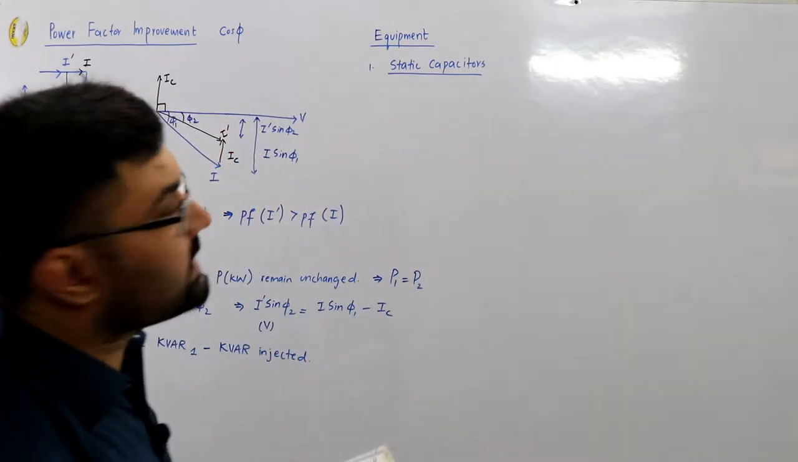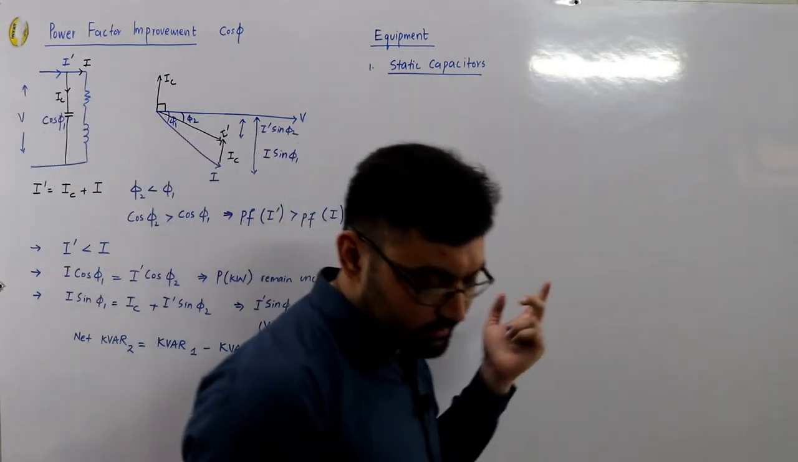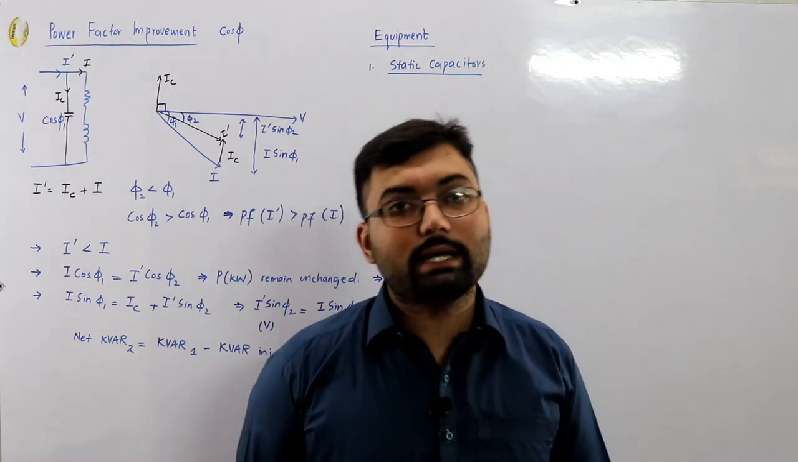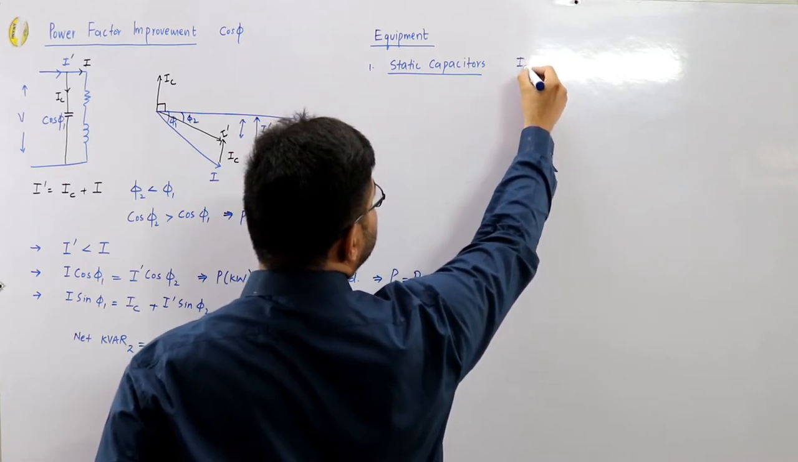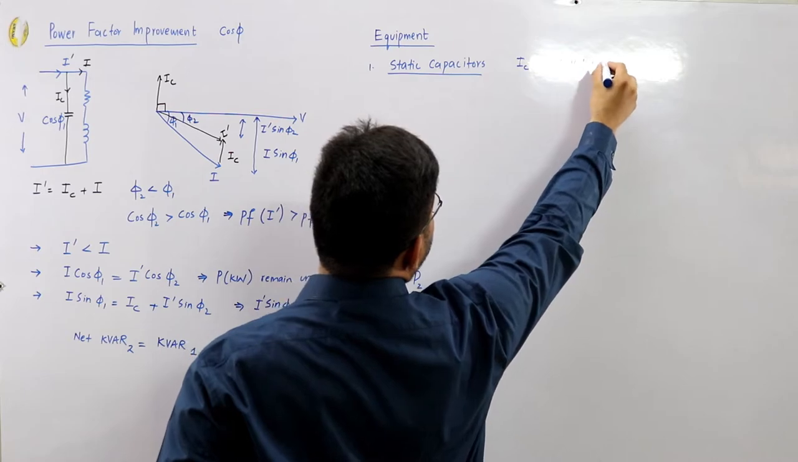Now, what is a static capacitor? It is just a two-plate capacitor. What it does is take a leading current, which I have explained over here. That will take a current IC that will lead the voltage by 90 degrees.